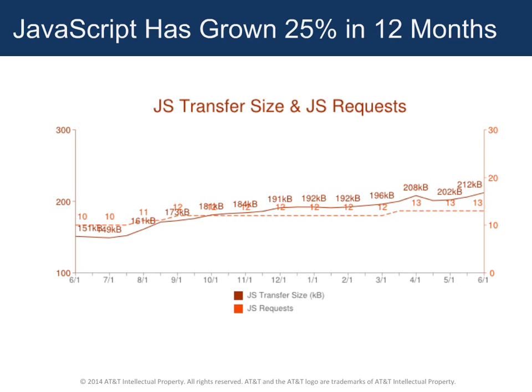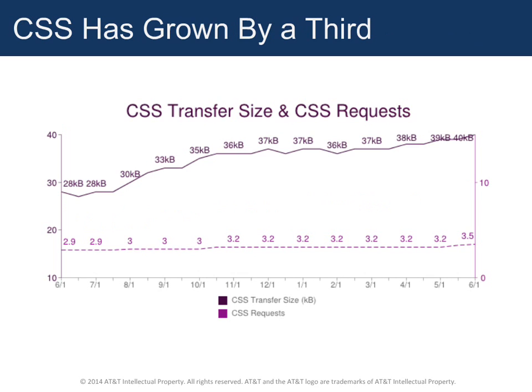JavaScript is growing, and JavaScript may or may not be render blocking. But CSS is massively growing, and CSS, where the media queries apply, is a blocking resource. So this will delay the rendering of the page and give people a worse experience.